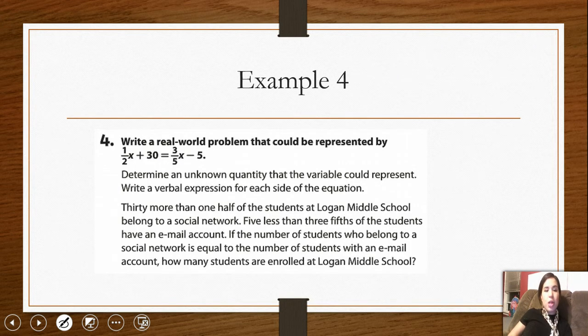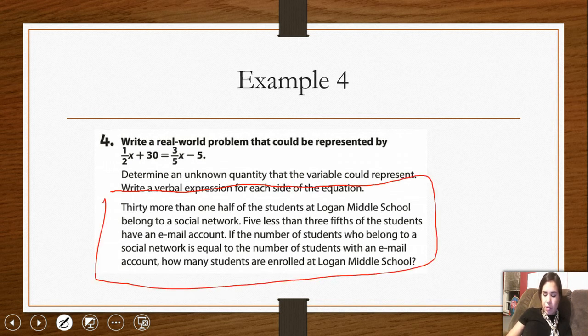Okay, example 4. They want us to write a real-world example for this equation. So here you decide what you want your x's to be. They gave us an example here. 30 more than 1/2 of the students. So 30 more is the plus, then half of the students. That's why it's multiplying. The word of means to multiply. Half of, so it's half times whatever students, which is x.